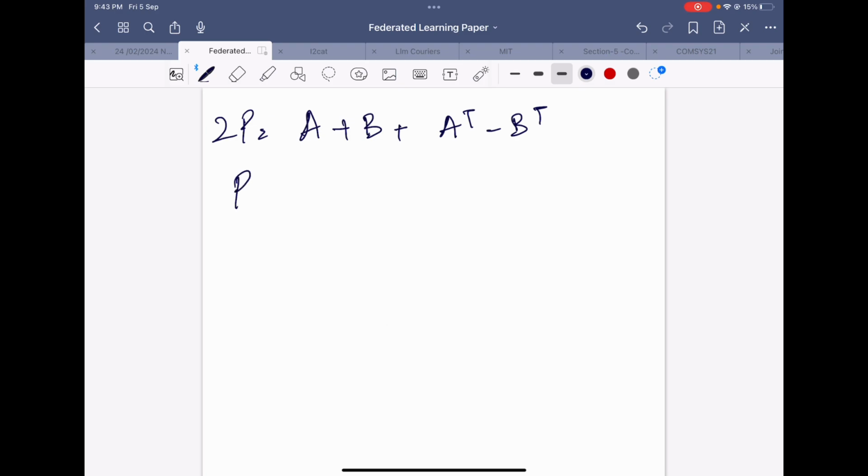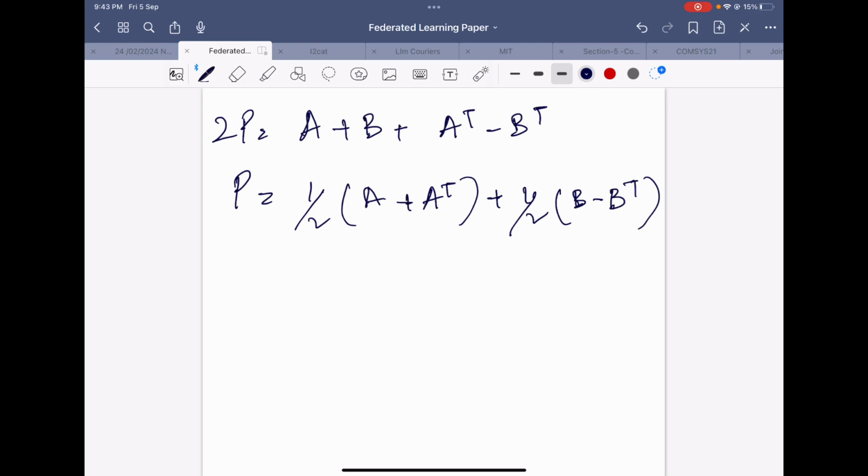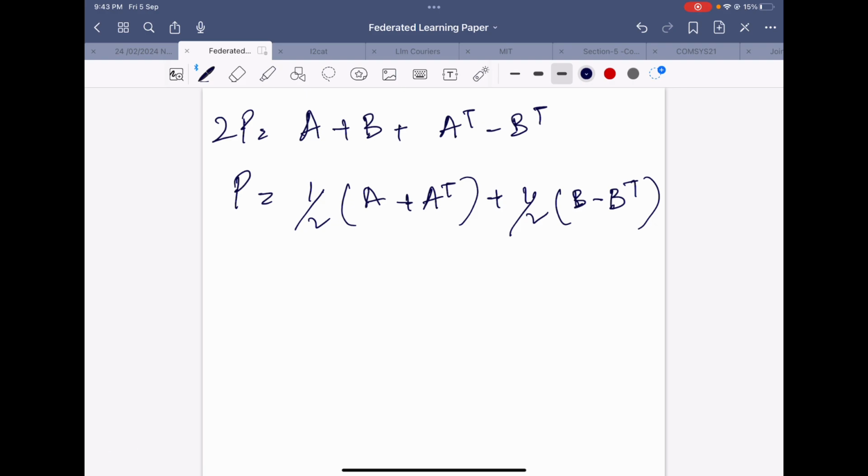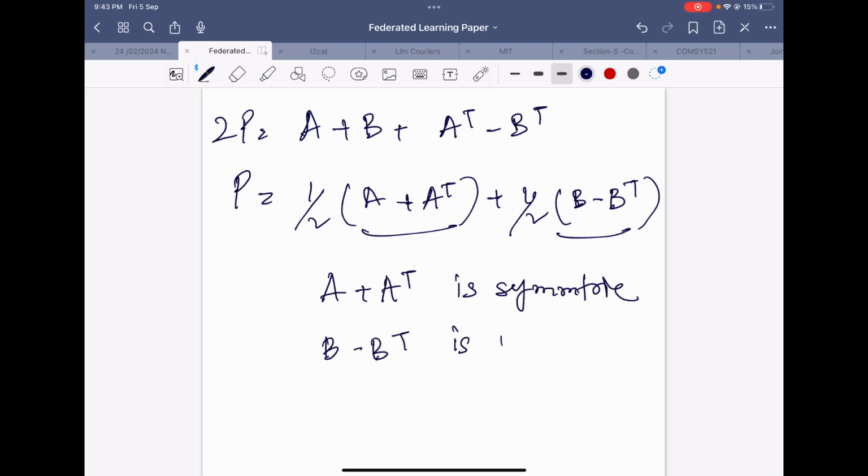And then we can rewrite it as P is equal to 1/2 of A plus A transpose plus 1/2 of B minus B transpose. So now we have a term here, A plus A transpose, and B minus B transpose. Now we need to prove that, well, we can ignore the constant 1/2 here. We need to prove that A plus A transpose is symmetric and B minus B transpose is skew symmetric.